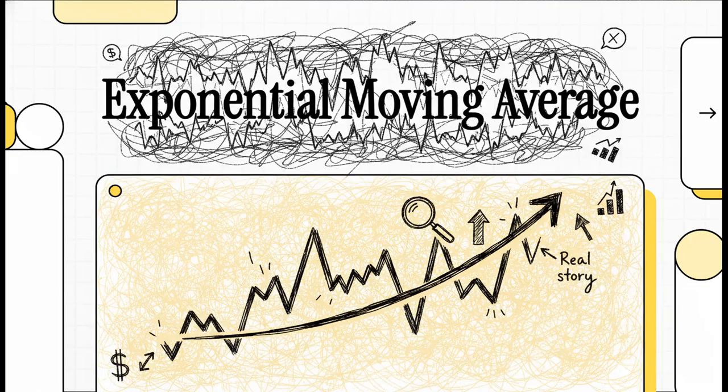If you've ever stared at a price chart, it can just look like a chaotic mess, right? A jumble of ups and downs. So, how do traders cut through all that noise to see the real story, the actual trend? Well, they use special tools called moving averages. And today, we're going to dive into one of the most popular and powerful ones out there.